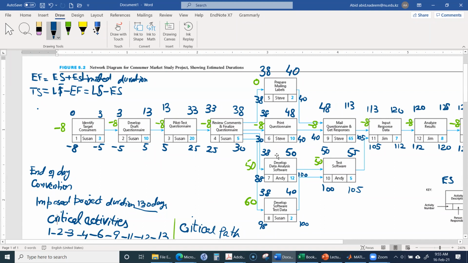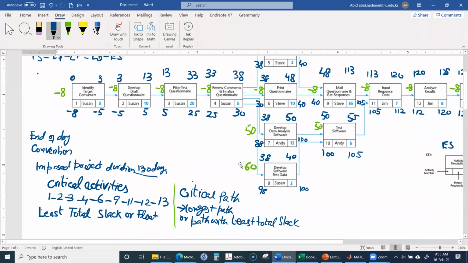we will see that within its total float, this activity can be delayed without delaying the overall duration of the project. So that was the total slack.